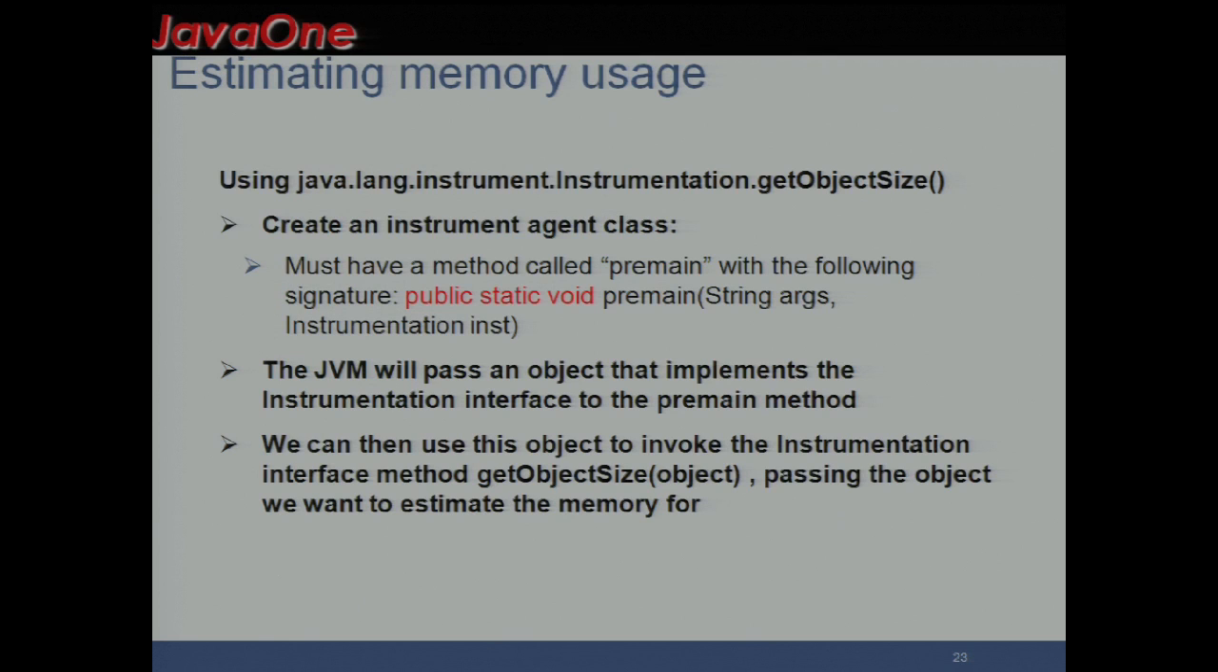Okay. So then the other way is to use the instrumentation package. This package was added in Java 5. You have to declare a method called premain, and it's got to have this exact signature: premain, String args, Instrumentation inst. And what that means is the JVM is going to pass an object that implements the Instrumentation interface to this premain method. And then you can use that Instrumentation interface method, getObjectSize, to pass the object that you want to measure the memory usage of, and it'll estimate the memory usage of it.